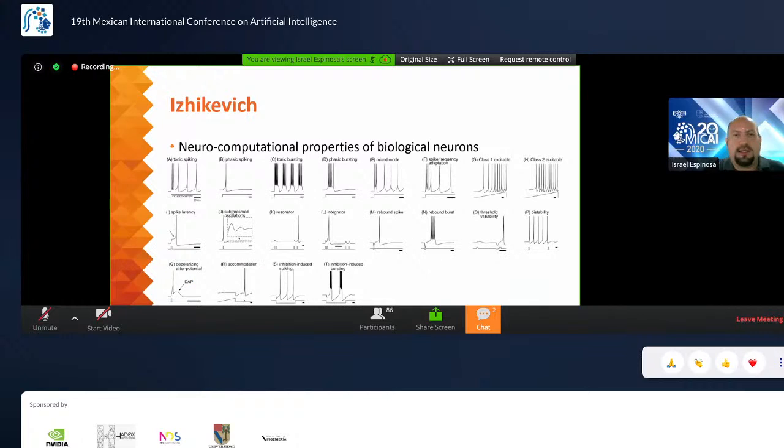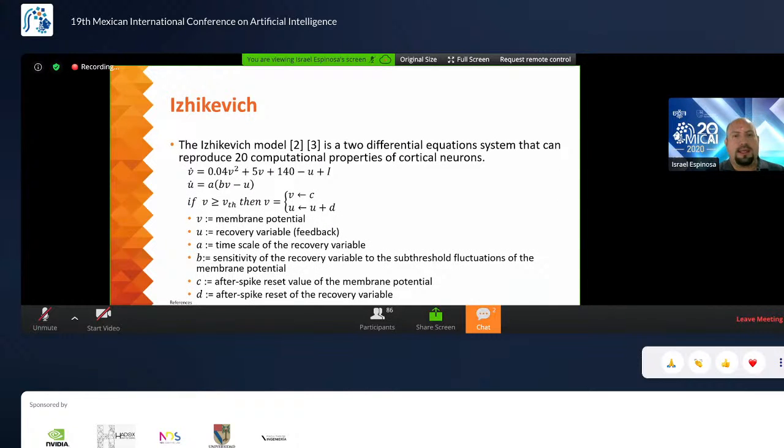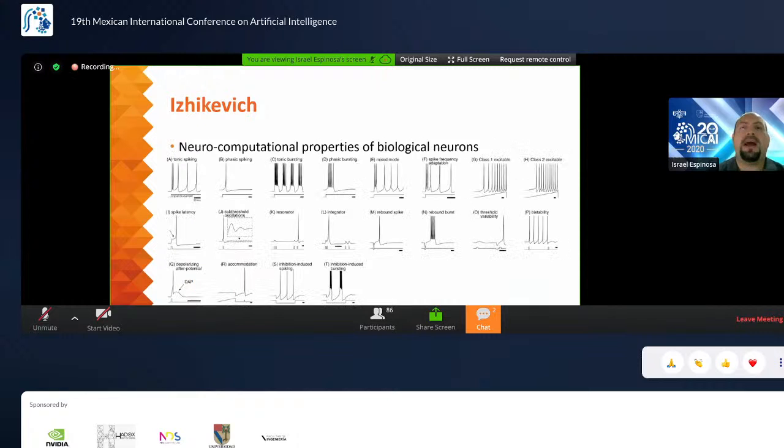Actually, these are the 20 neurocomputational properties of biological neurons. So let me go back. As you can see, this model has four variables, a, b, c, and d. Depending on the values of these variables, we can have different behaviors.